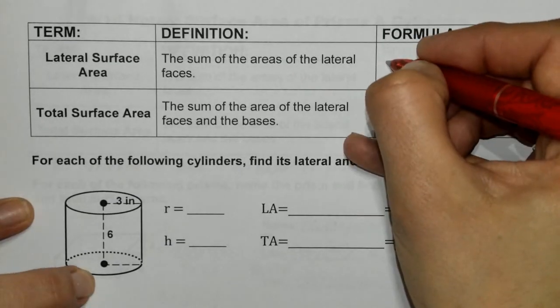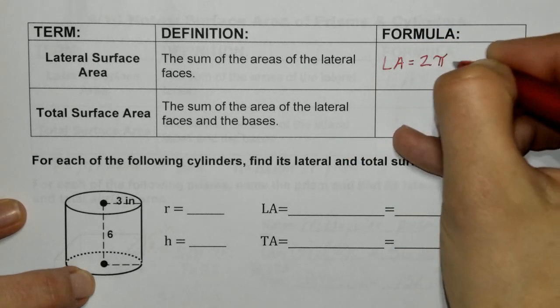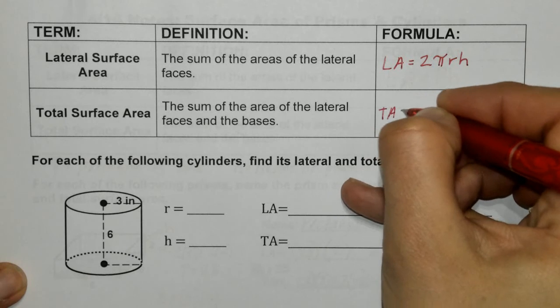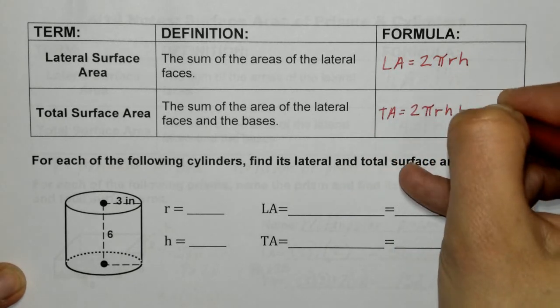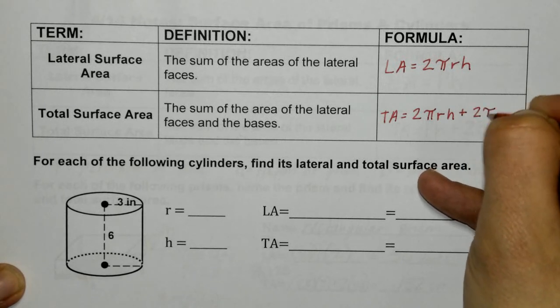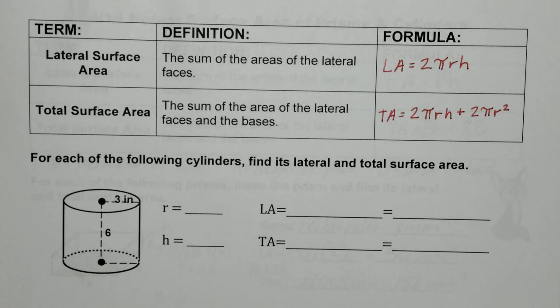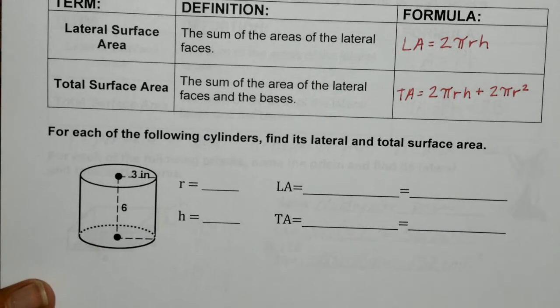Your formula for lateral surface area is simply going to be 2 pi r h. That's it. Your total surface area is going to be 2 pi r h plus 2 pi r squared. Whoa, that's a lot. But guess what? You just plug the numbers in. That's all you have to do. Remember, we are using the pi symbol, not 3.14. So let's take a look at the first one here.